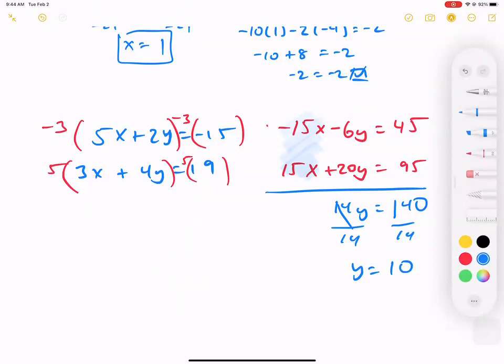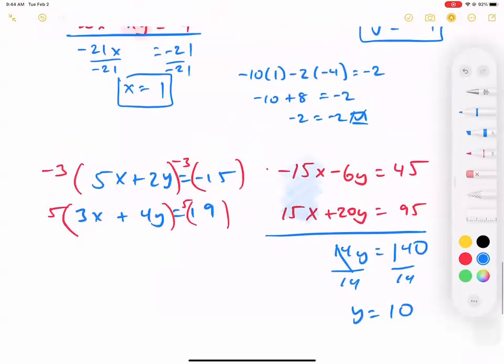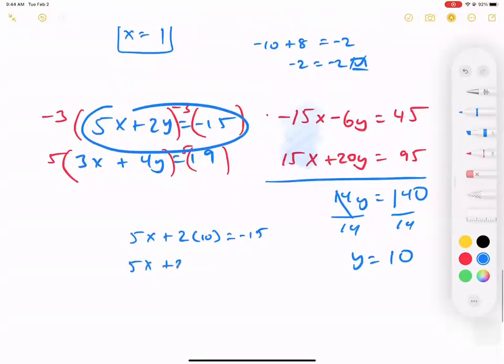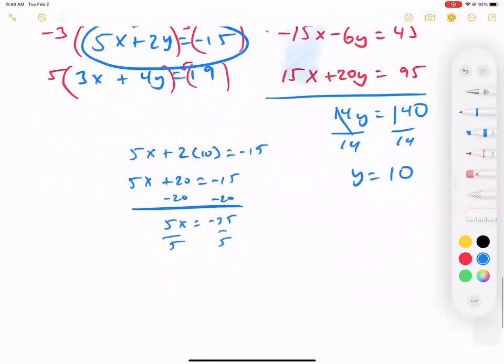Okay. Now that we solved for y, we can plug back in, and you can pick which equation. I'm just going to pick the top one. Why not? Just because it's here. So 5x plus 2y, which is 10, is equal to negative 15. 5x plus 20 is equal to negative 15. Minus 20 to both sides: 5x is equal to negative 35. We can divide 5 to both sides. X is equal to negative 7. So our answer in the end is x is negative 7 and y is 10. Sorry about that mistake.